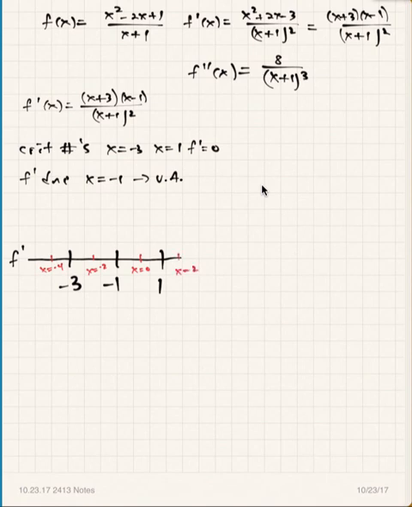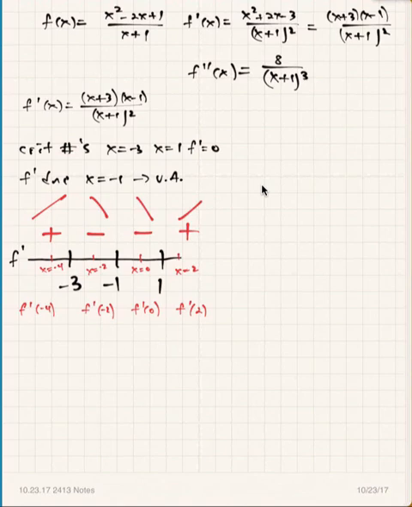So we're looking at the sign of the derivative at -4, the sign of the derivative at -2, the sign of the derivative at 0, and the sign of the derivative at 2. And if you go through that analysis, you'll find that the derivative is positive, negative, negative, positive. And so the function is rising and then falling, and then continues to fall and then rise, like that.